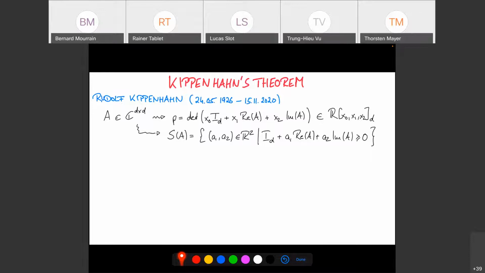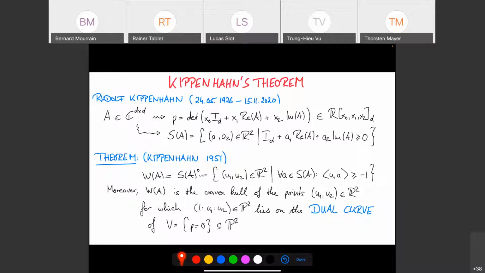So in this plane, x0 equal to 1 in R3, I get the spectrahedron in coordinates A1, A2, given by this linear matrix inequality over here. So that's a spectrahedron that I can associate with every complex d by d matrix, and it's in the plane. Now the theorem says, from 1951, that's essentially when Kippenhahn got his PhD, that this is really the convex polar of the numerical range of A.